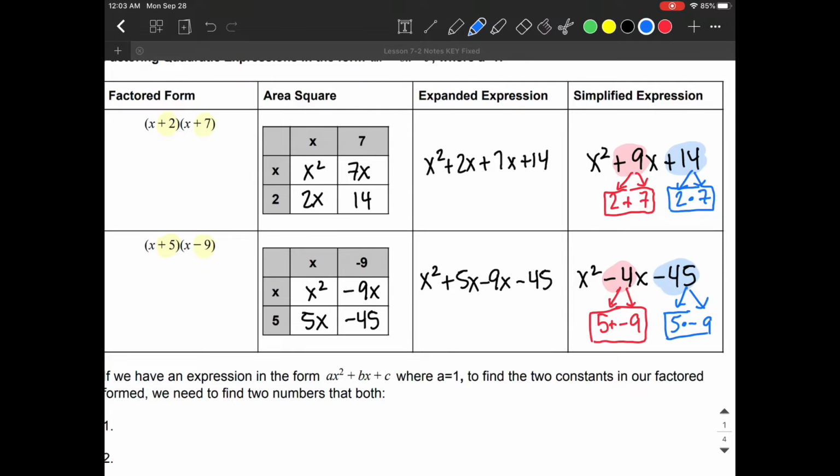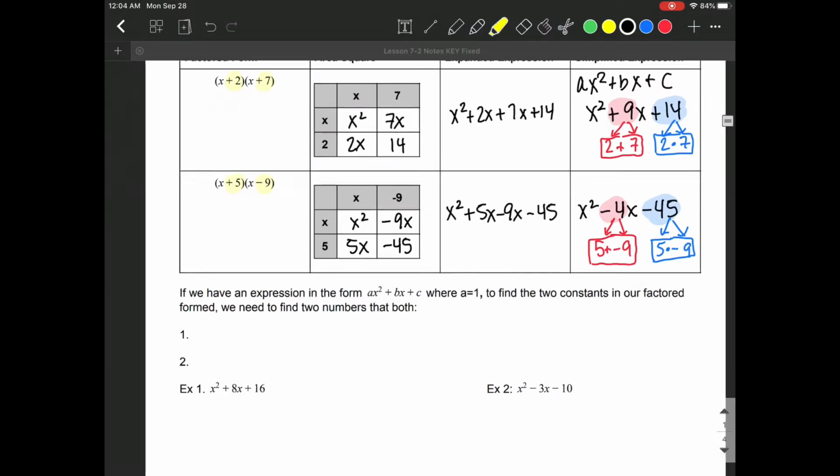Yes, there is. I can multiply them together. Did I do the same thing in both of these? So I added the two numbers in factored form together to get b, because I know this is the form ax squared plus bx plus c. I multiplied them together to get c. Same thing in the second example: I added the two numbers together to get b, and I multiplied them together to get c.